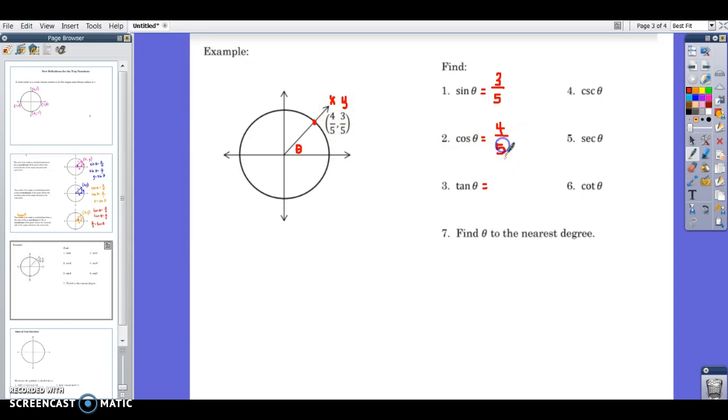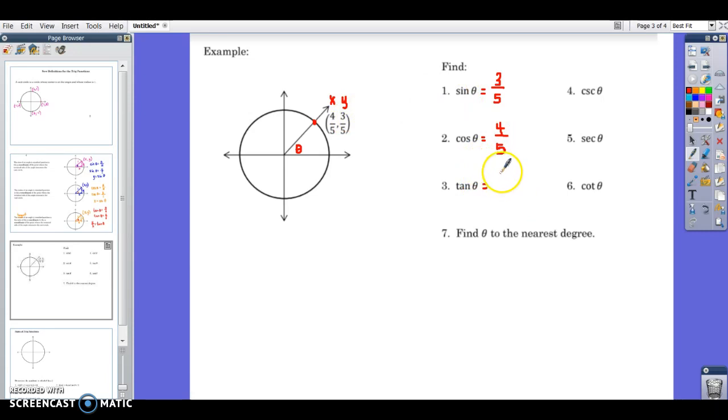That would be 4/5. A lot of times people mix up which is which. So a little kind of helpful tip. Remember x, it's alphabetical. X comes before y, cosine comes before sine. So if that helps you remember which is which, cosine is x, sine is y. Okay. Tangent is y over x.